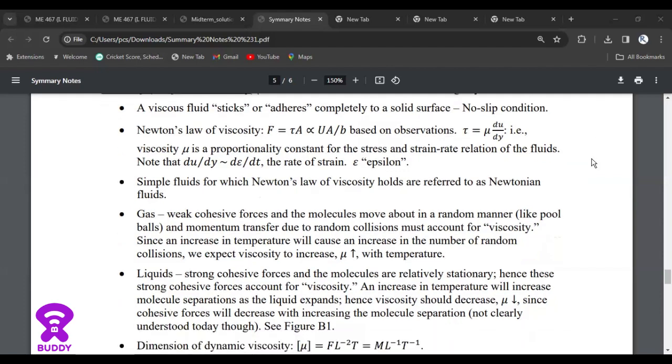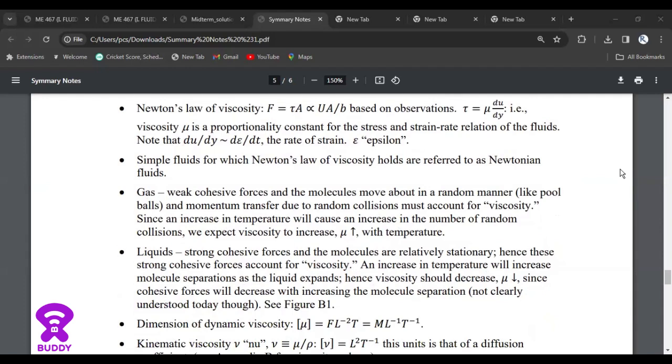Second thing, gases. If I increase the temperature, will viscosity decrease or increase? The viscosity of gases will increase by increasing the temperature. There are two reasons for having viscosity in a fluid. One is momentum transfer. Second is intermolecular forces, a strong bonding between the fluid particles. In gases, momentum transfer is very high, a dominant phenomenon as compared to intermolecular forces.